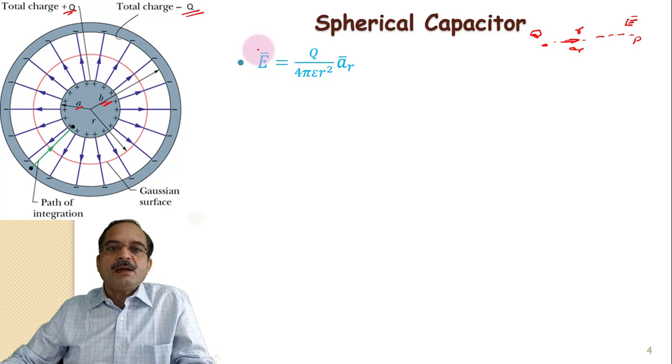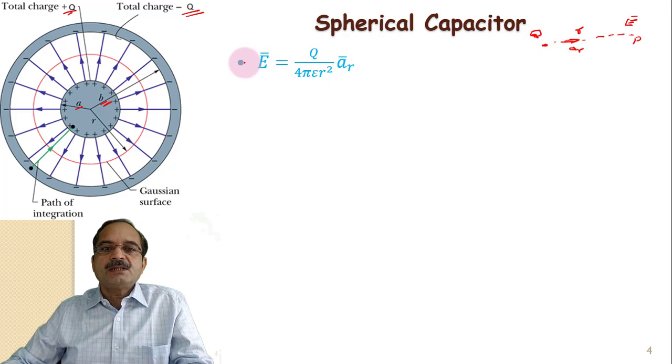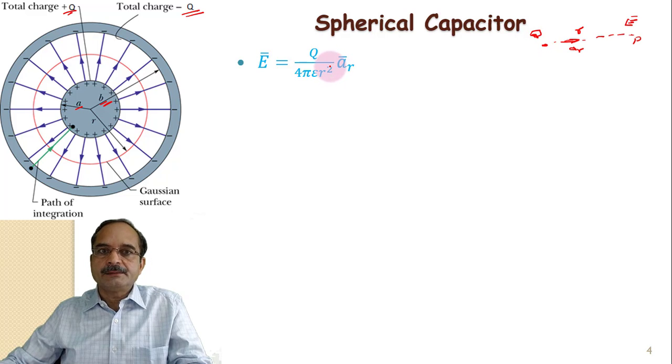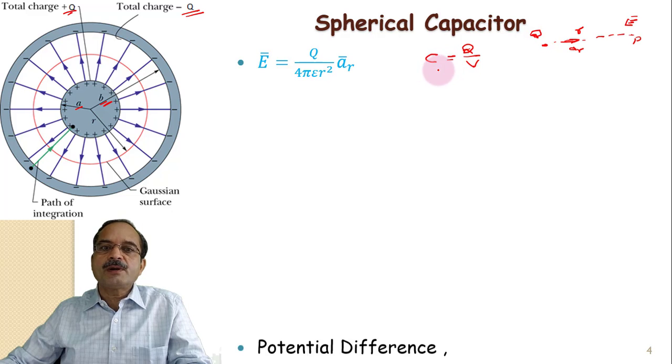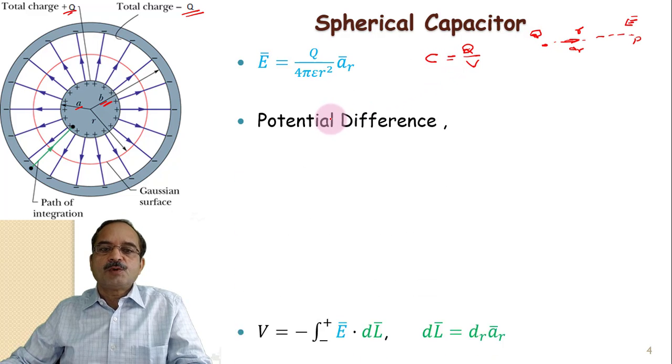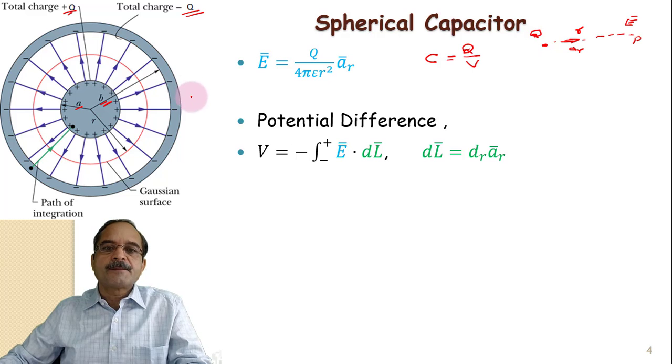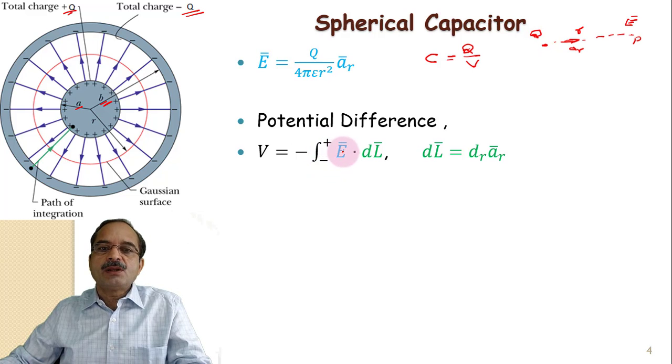So using this formula for E, we will find out the potential V by carrying out the integral of E dot dl. And similar to what we did earlier, we will find out the capacitance using this formula, C equal to Q upon V. So let us find out the potential V. The potential difference between these two plates is given by this integral, minus negative to positive, E dot dl.